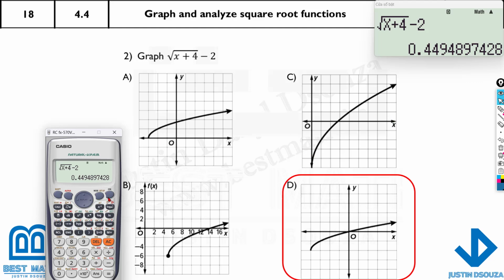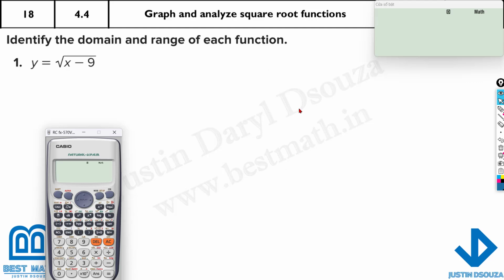Now, in your exam, you might get something like this. You will have 4 equations and 1 graph. What you can do is try all the graphs and check whether it's the correct one. That is one way. Or you can figure out by the translations which is the correct graph. We will see the problems in a while.